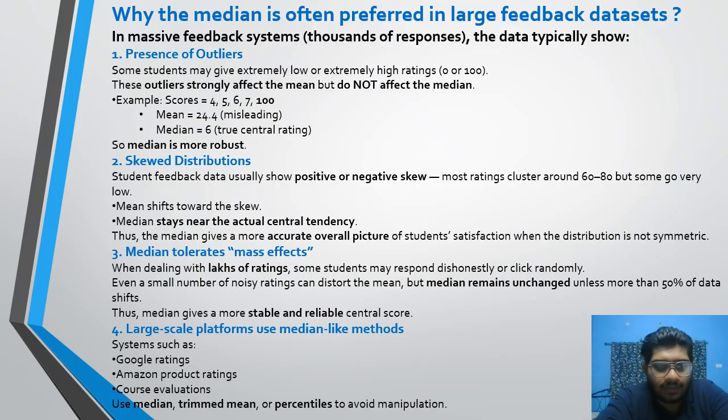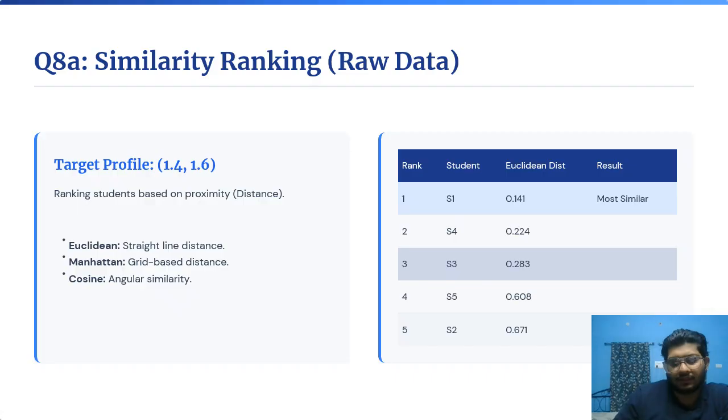Obviously, evaluation, right? Course evaluation, grades, right? Use median, trimmed mean, or percentile to avoid manipulation. So this is why median is preferred in large feedback data sets over mean.